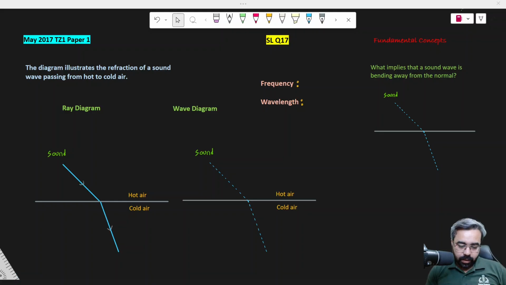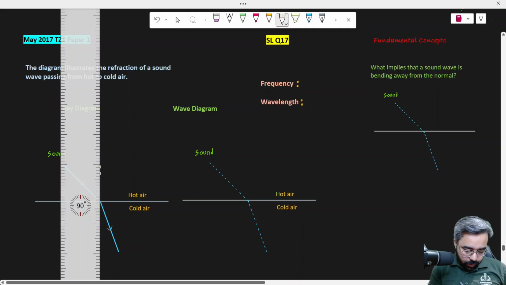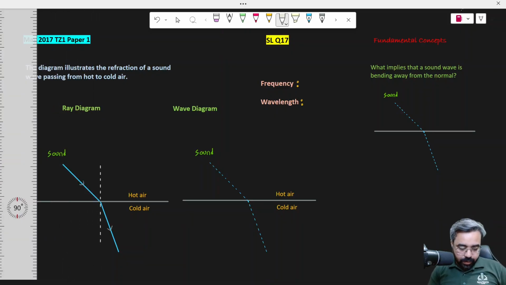Now, is this sound bending towards the normal or away from the normal? And what is the meaning of that? What happens when sound bends away or towards? For this, I need to show you the normal line, the vertical line at the point where the sound is incident. For this purpose, I am going to show you this dotted line, which is made at 90 degrees. And we see that this sound is clearly bending towards the normal.